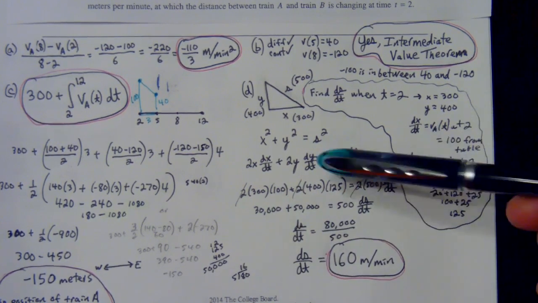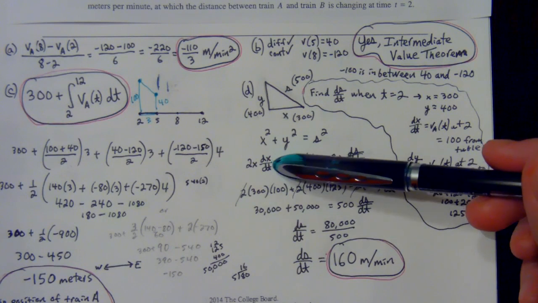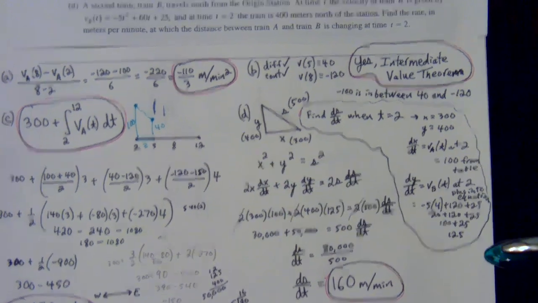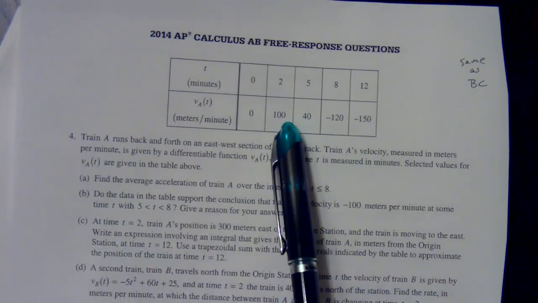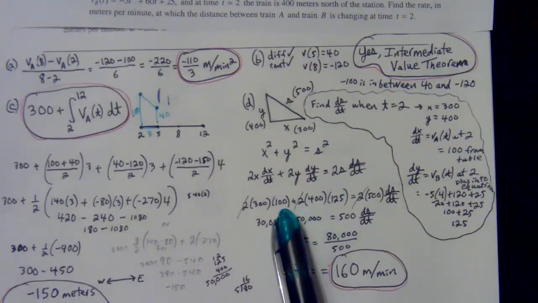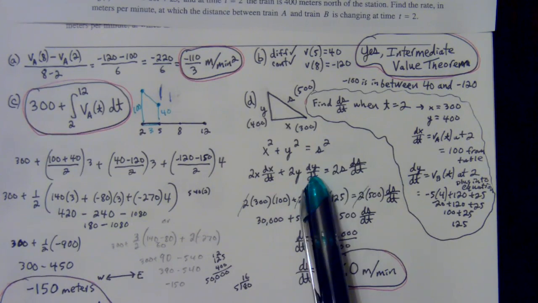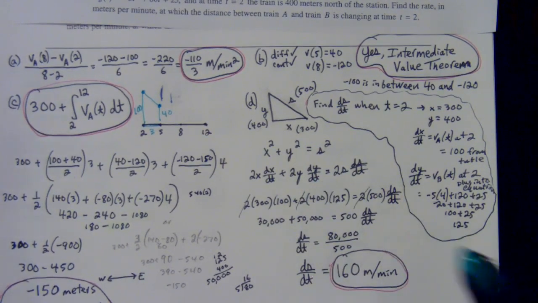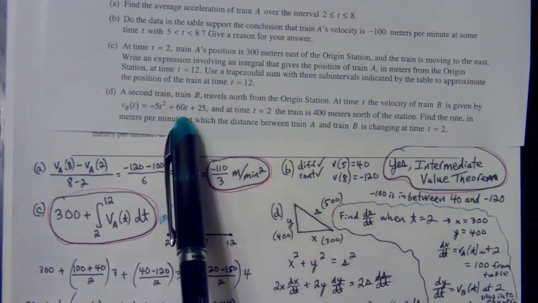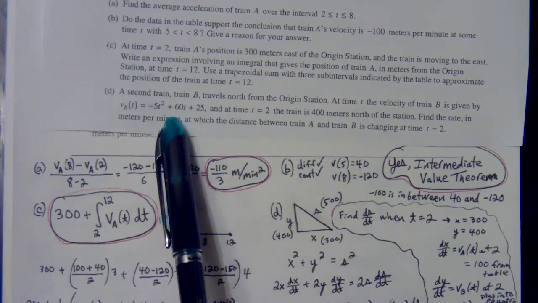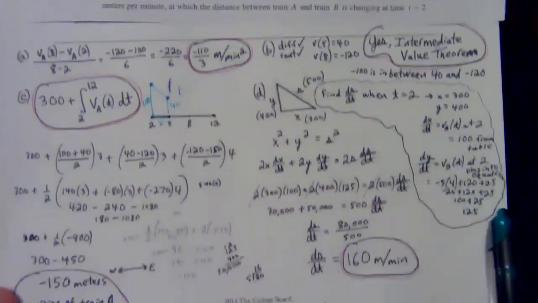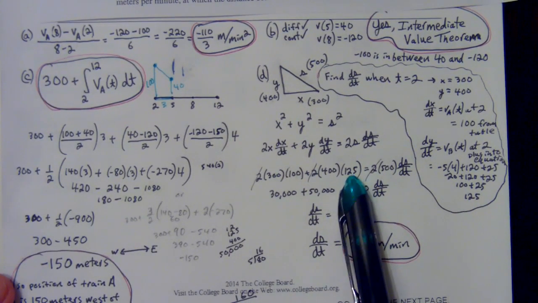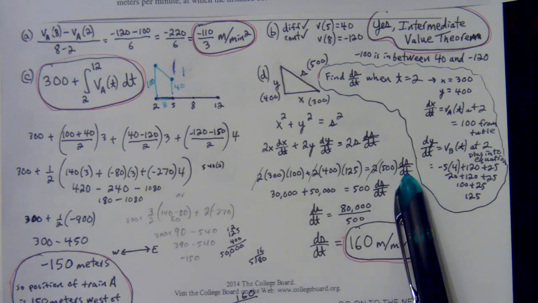Now the dx/dt, that was the velocity of train A. That was how fast train A is going at 2 minutes. And from our chart, that's going to be the 100. That's where I got my 100 right there. And then the dy/dt is how fast train B was going at 2 minutes. And that's when I had to use this equation right here. I had to take the 2, plug it in right there, no calculator, and I get that 125. And then I had everything I needed except for that ds/dt.